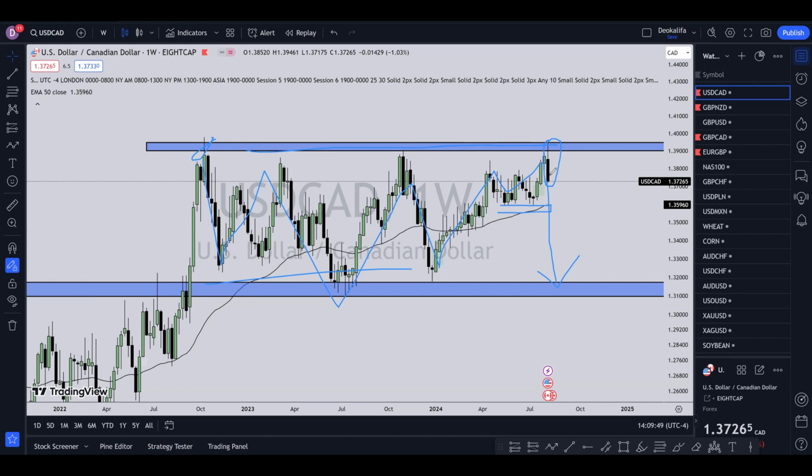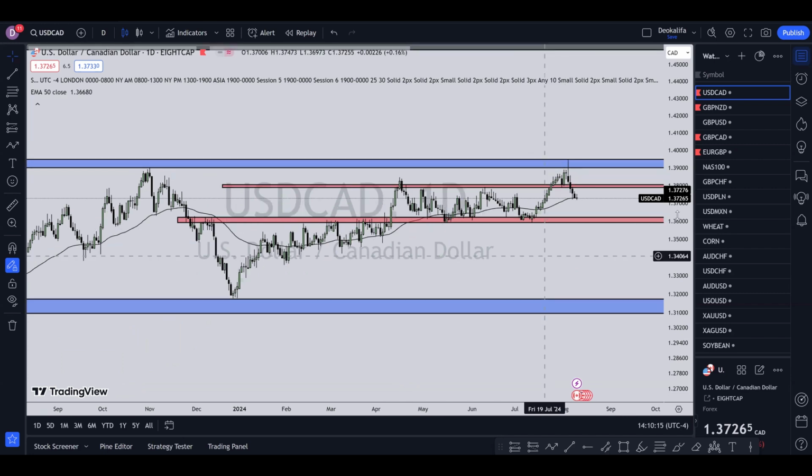So what we are looking for here on USD CAD is going to be short, and hopefully our first target is going to be this level here, and the last target is going to be this level. But before we have a really clear view on where to take our entries, we're going to go into the daily time frame to further see what price is doing.